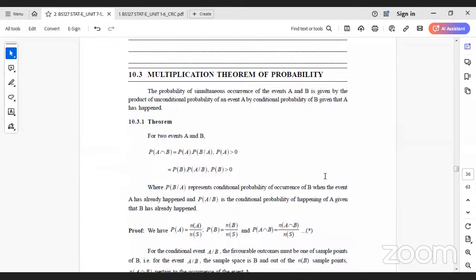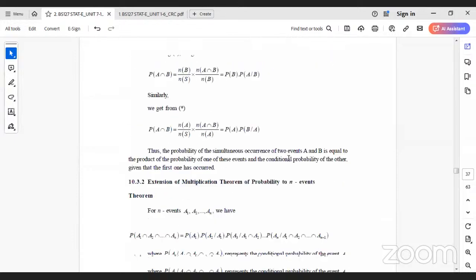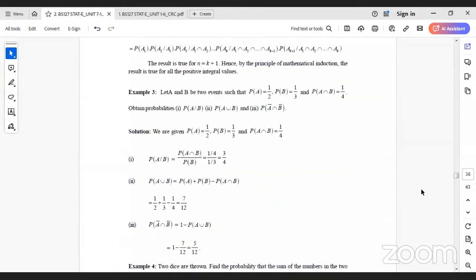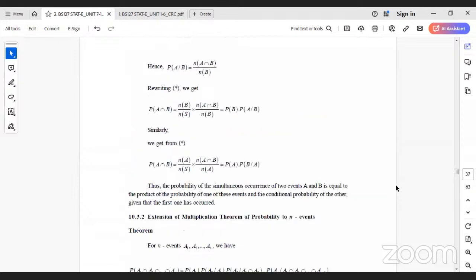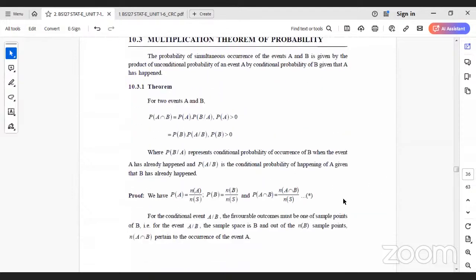Any doubts, ask me. In the next class, we can discuss the 10th, 11th, 12th units, the multiplication theorem of probability, and also some more questions. Any doubts, ask me.